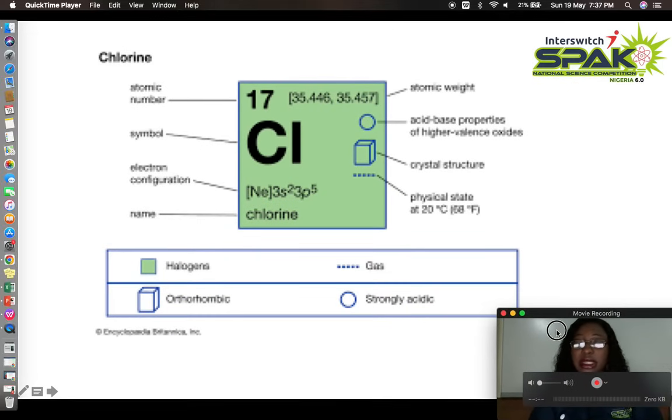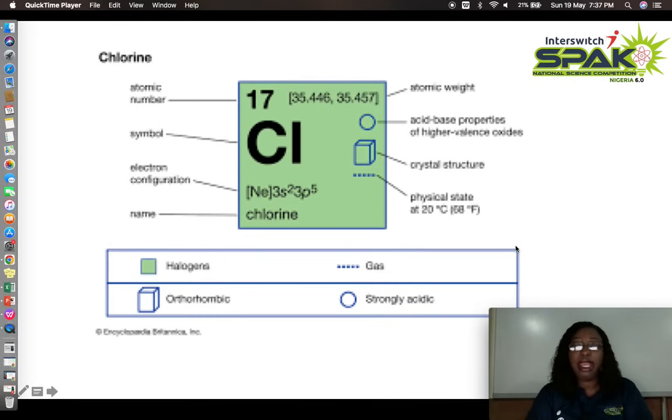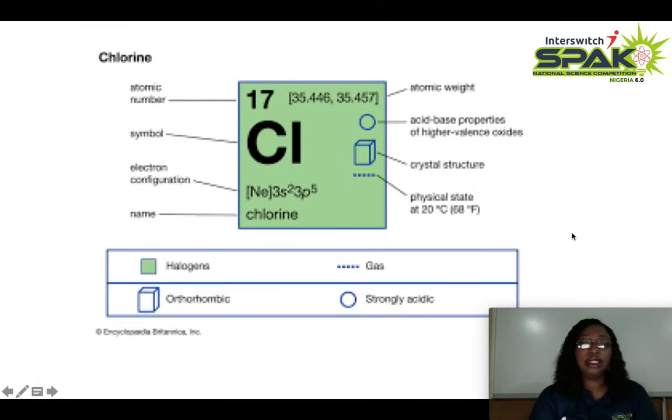Another major element that we always look out for is chlorine. Can I hear you say chlorine? Okay, chlorine. Atomic number 17, mass number 35.5. Yes, chlorine has isotopes, and that is why the mass number is 35.5. The symbol is Cl and the formula is Cl2. It's also a diatomic element, and it belongs to a family known as the halogens. Other members of the halogens are fluorine, bromine, astatine, iodine.